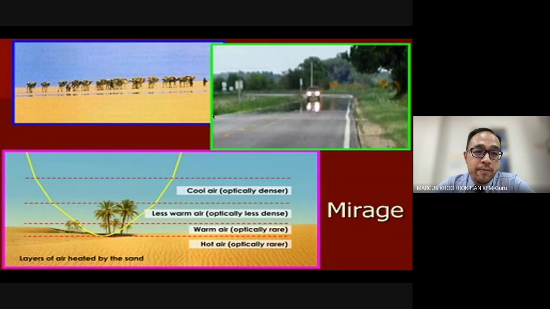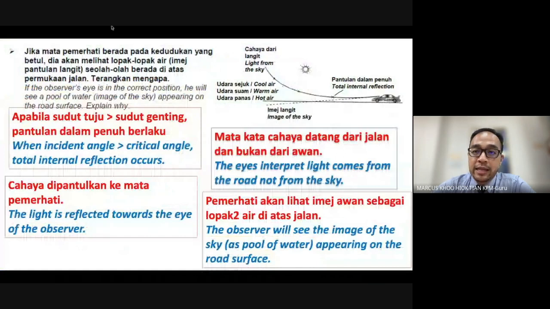So this is an example of what I was talking about. Okay, the mirage. From very far away, it looks like there's a lot of water over there. Then when you go nearer to the camel or you go nearer to the car, suddenly the pool of water disappears. So what we're actually seeing is the reflection of the cloud in the sky. And of course, this is the explanation.